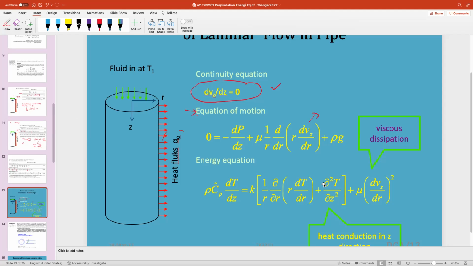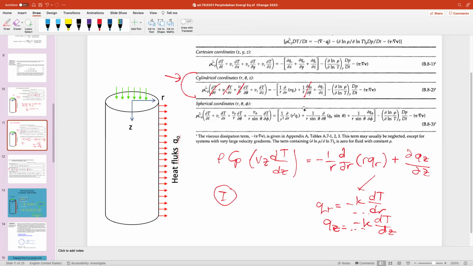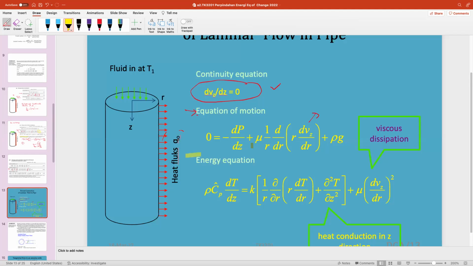And then the last one, if you look over here, this is called viscous dissipation. If you want to see what viscous dissipation is, you can look at appendix A. This term may be neglected except for a system with a very large velocity gradient. And sometimes in the flowing of the fluid here, the viscous dissipation is neglected. Okay, so there you go.